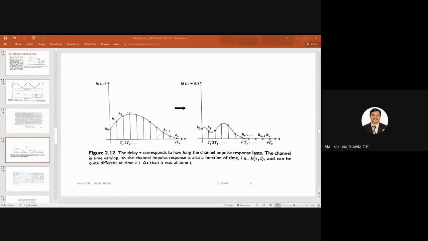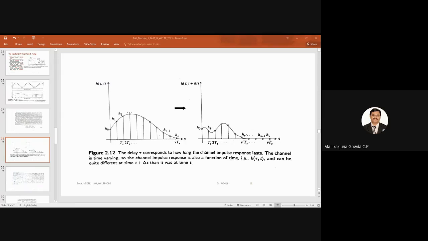It means the impulse response of the channel at a time t will be different at a time t plus delta t. What I wanted to convey here is that at time t and at time t plus delta t, there is a change in time, because it is time varying. So the channel is time varying, hence its impulse response will also change. Let's hope this picture is clear.